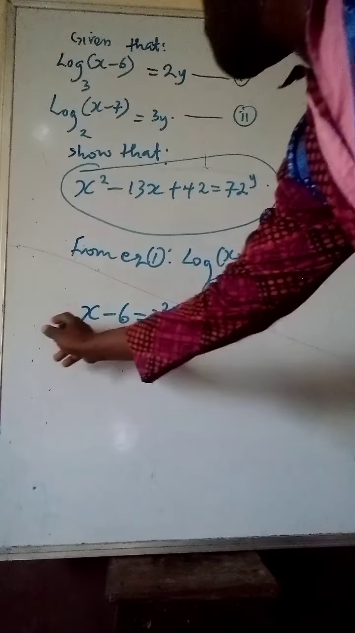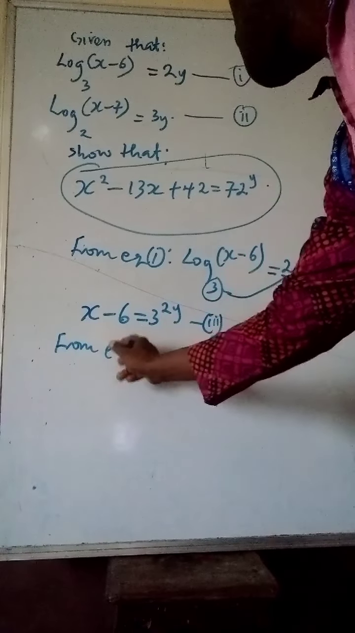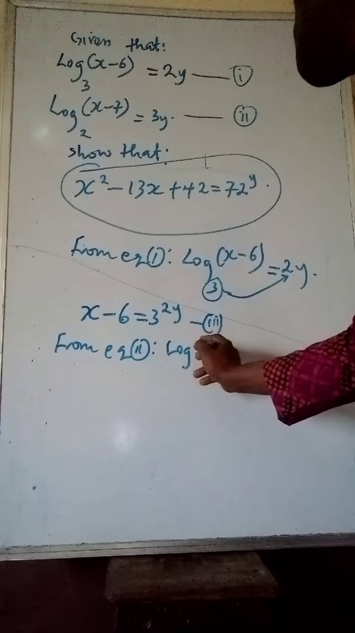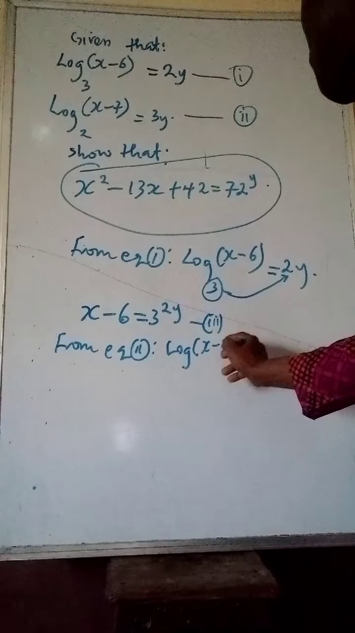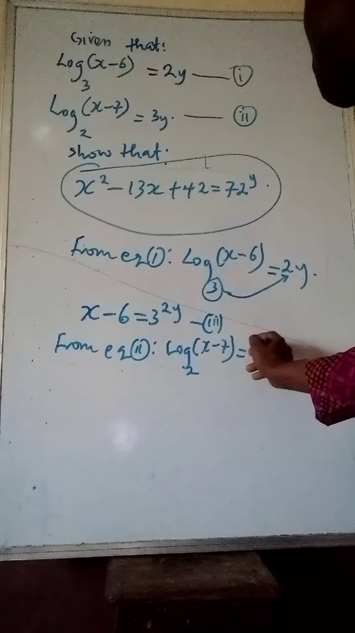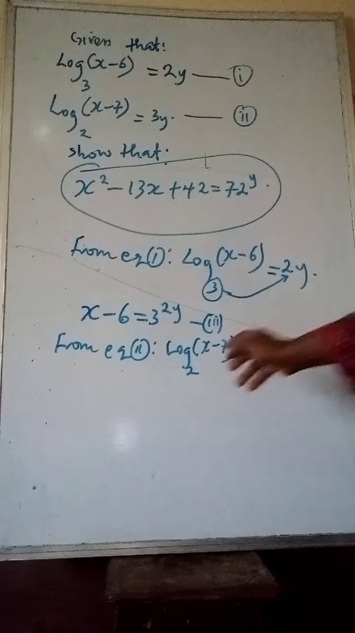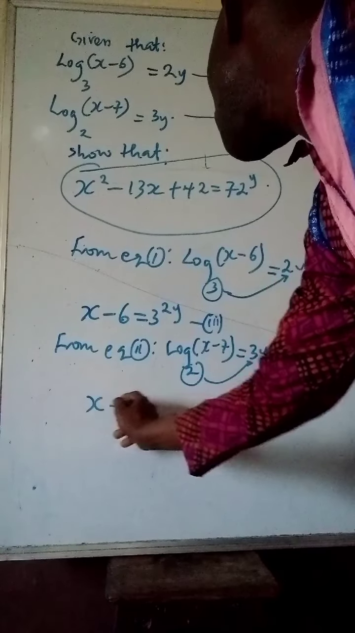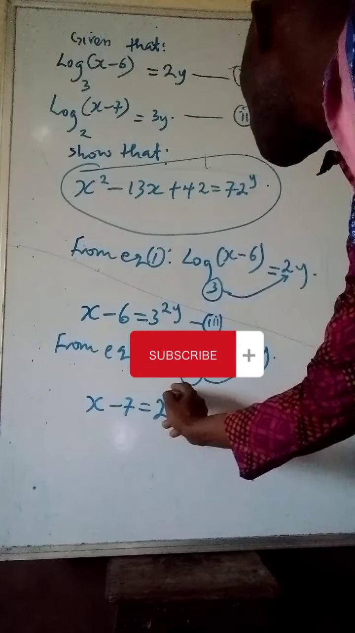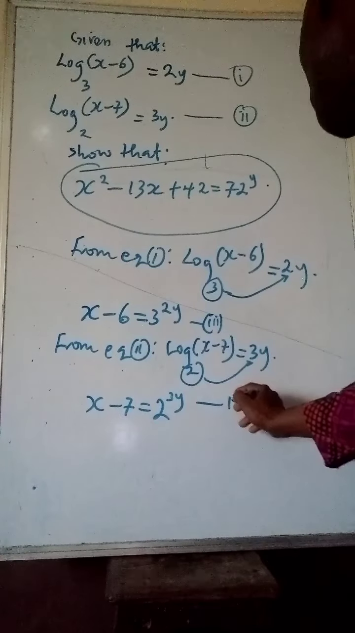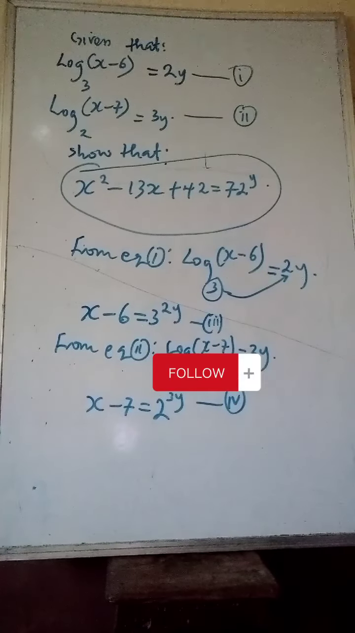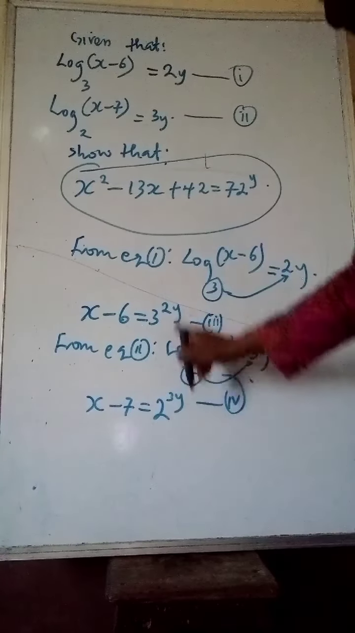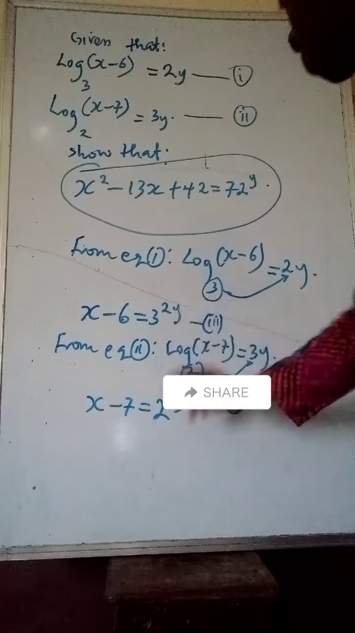From equation 2, I will do the same thing. Equation 2 is log of (x minus 7) to base 2 equals 3y. These 2 will carry this as a power. That means I'm going to have x minus 7 equals 2 raised to the power 3y. Let me call that one equation 4. Now, equations 3 and 4 do not have logarithm again, as you can see.